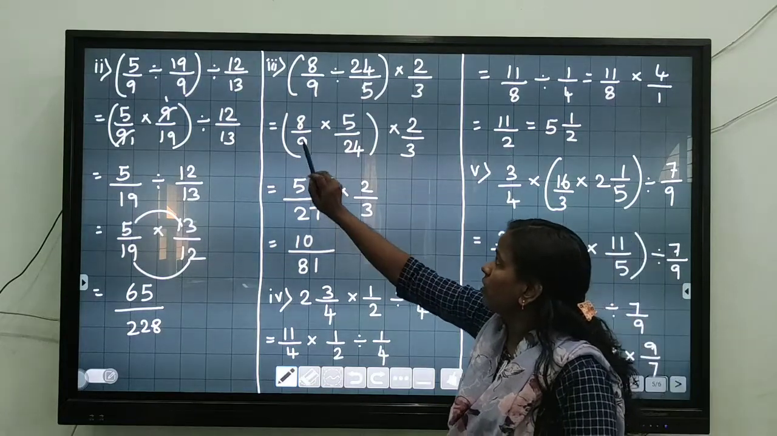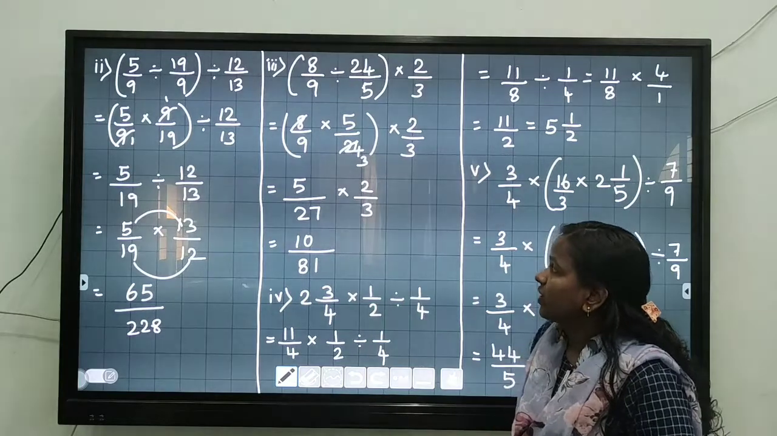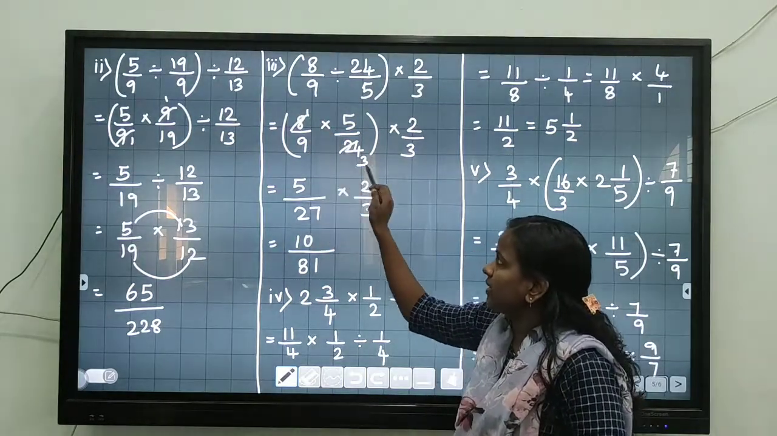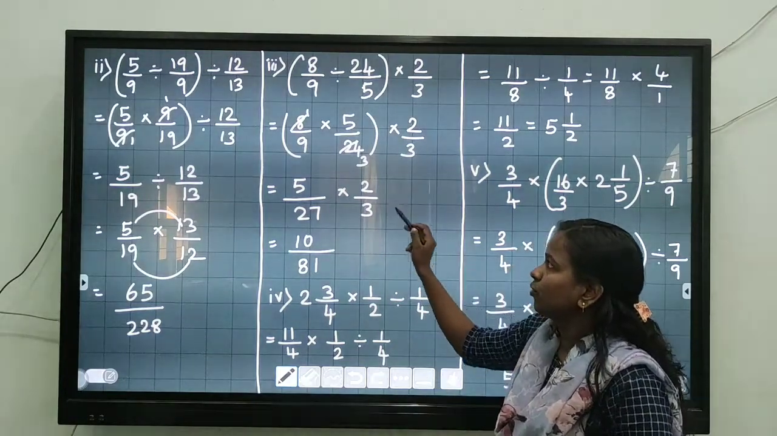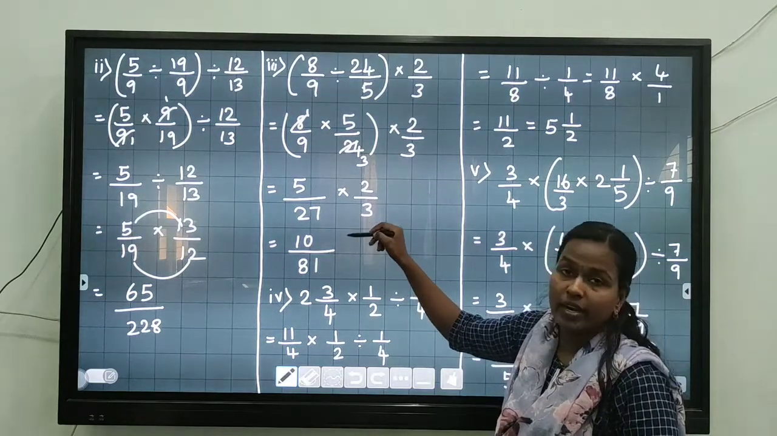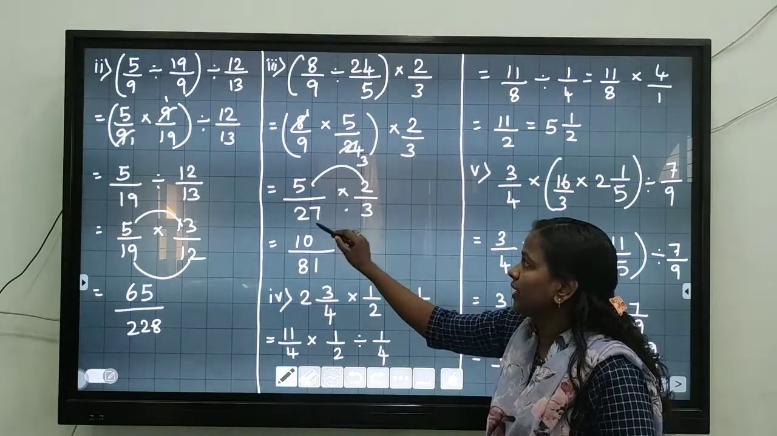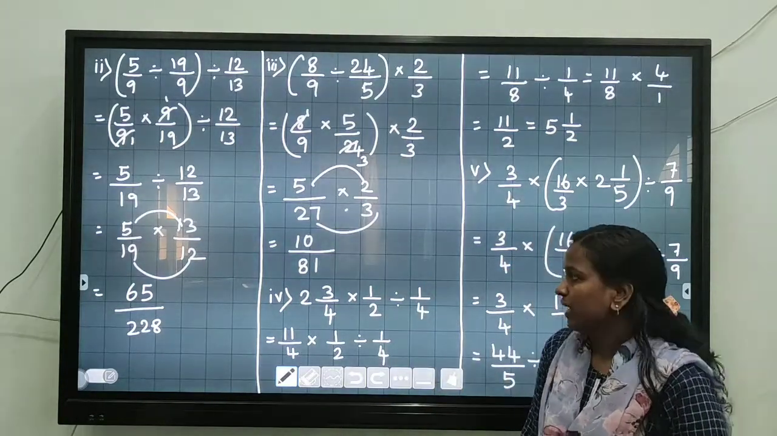So what will come? 1 8s are 8, 3 8s are 24. So here 1 will come, 1 5s are 5 divided by 9 3s are 27. I am directly writing. Then what is the remaining multiply? 2 by 3. Is there any common factor in this numerator and denominator? No. So I am multiplying numerator by numerator, denominator by denominator. So I am getting the answer as 10 divided by 81.